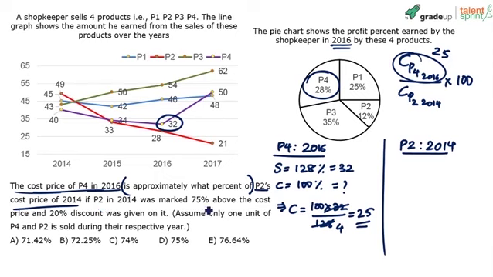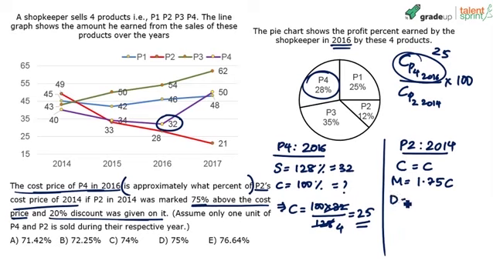If product 2 in 2014 was marked 75% above the cost price and 20% discount was given on it. Understand. Let's assume the cost price is equal to C. What will be the mark price? It is 75% above the cost price. So mark price will be 1.75 C, 175% of C.